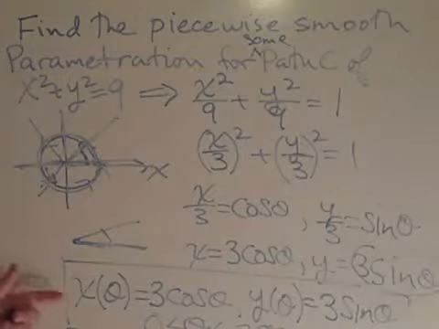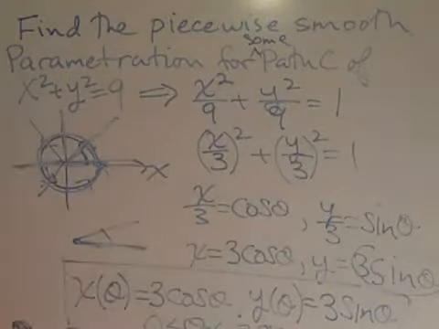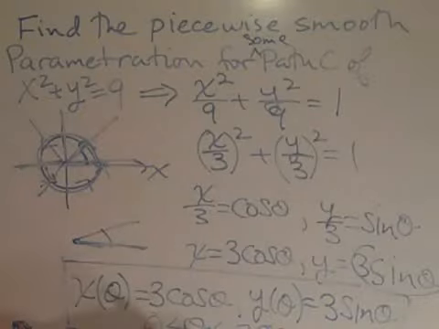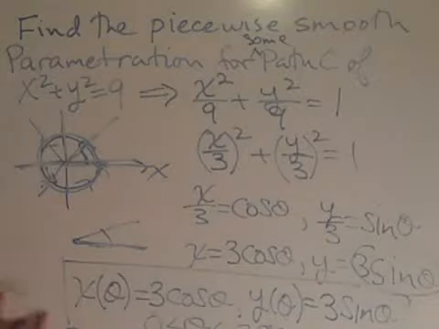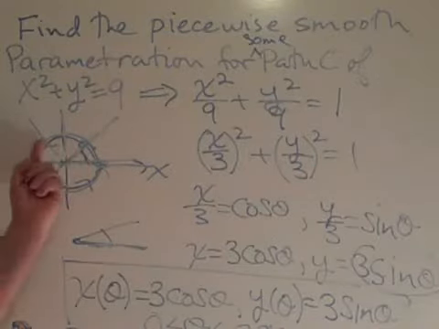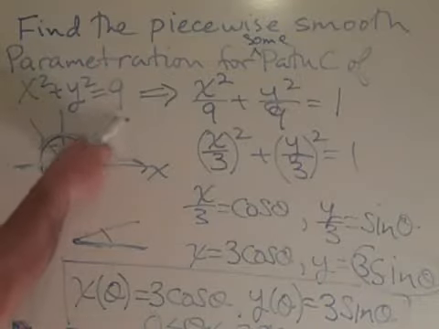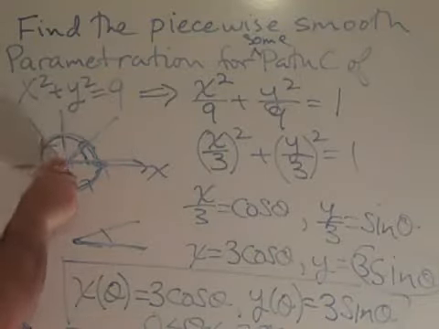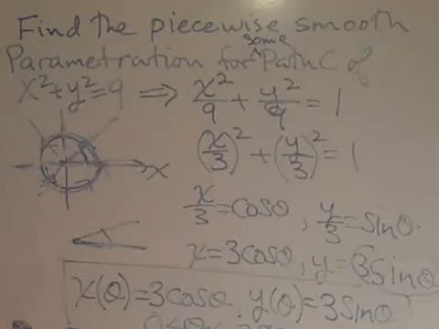You really shouldn't just say what x of theta is and what y of theta is. You really should mention the path. And it's just a matter of saying that theta goes from 0 all the way up to 2 pi. Theta goes like this, from 0 to 2 pi.